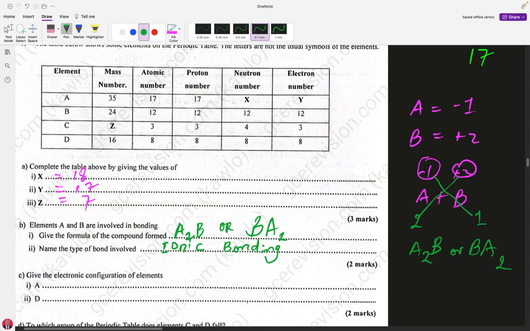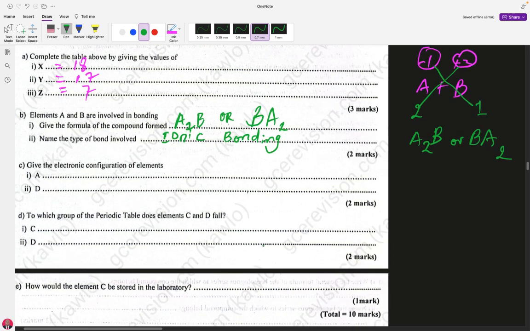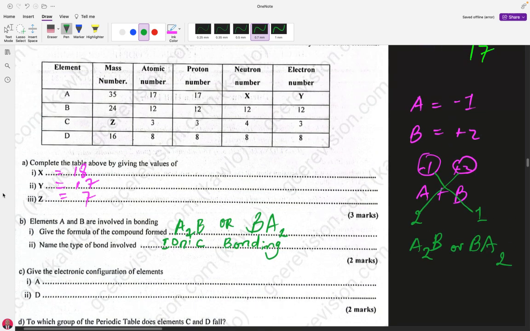So now let's go to question number C, the C part of it. What is the C part of it saying? The C part of it, let me get this done.